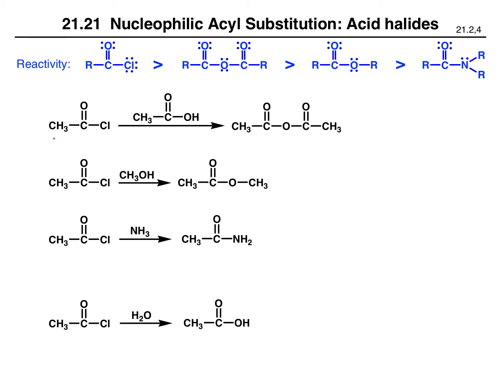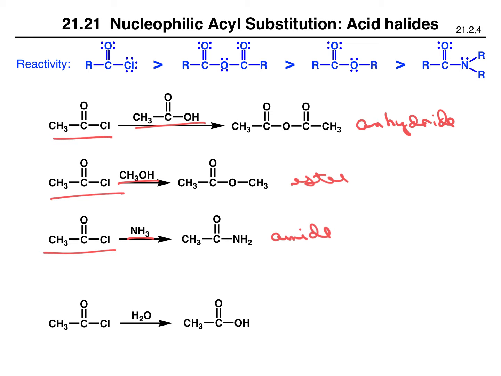So for example, if we have an acid chloride and we react it with a carboxylic acid, we can make an anhydride. If we have an acid chloride and we react it with an alcohol, we can make an ester. An acid chloride reacting with an amine gives us an amide. And like all carboxylic acid derivatives, reaction with water will give us a carboxylic acid.